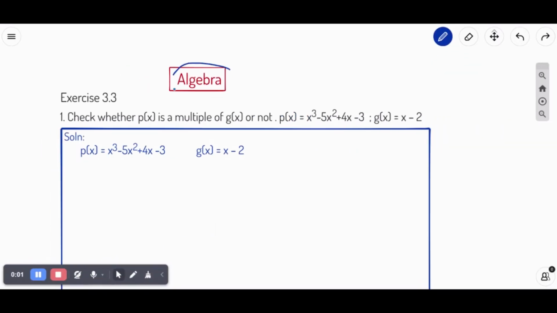Hi everyone. Let us start with Algebra exercise 3.3 and question number 1 today. Check whether p of x is a multiple of g of x. So what does this mean?